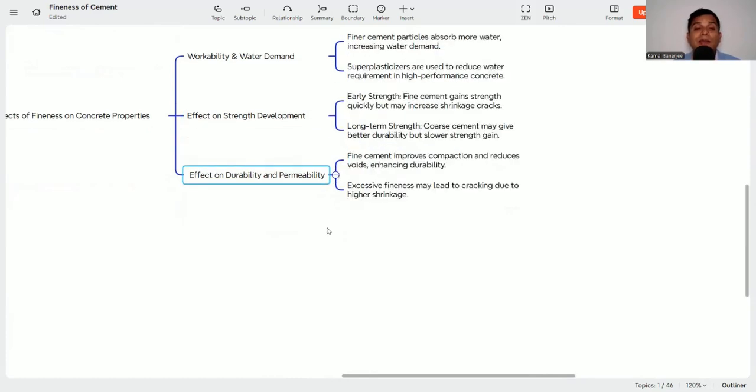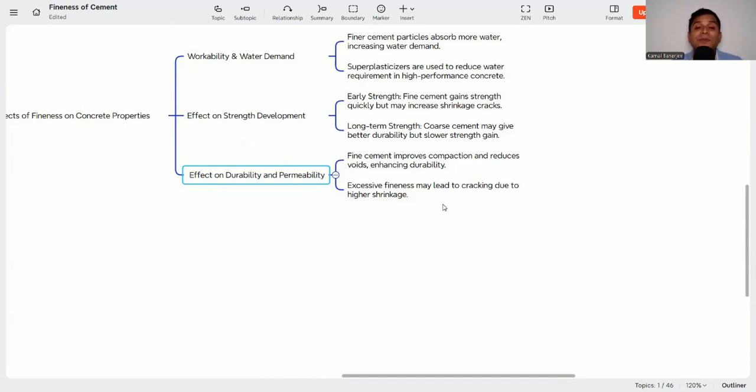Then the effects on durability and permeability. Fine content improves compaction and reduces voids, enhancing durability. Now it's a very important parameter. What is concrete? Concrete is big rocks, then small rocks. The voids between the big rocks are filled by the small rocks, and the voids between the small rocks are filled by the finer particles of sand. Then cement is a microfiller and also a binder. So if there are any microgaps, they are filled by the cement and it binds everything together. More finer particles means fewer voids, so that improves the compaction and improves the durability.